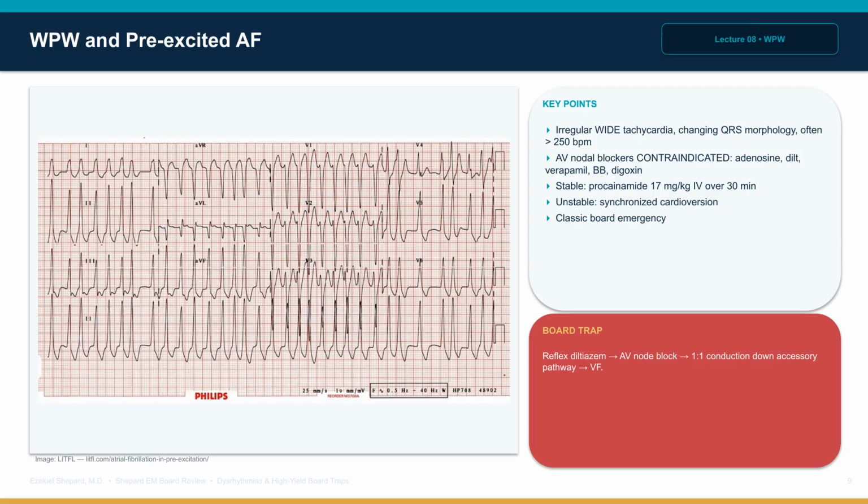The most dangerous distractor on boards: digoxin. It shortens the accessory pathway refractory period, accelerates conduction, and can cause ventricular fibrillation and death. The correct answer is procainamide or synchronized cardioversion.